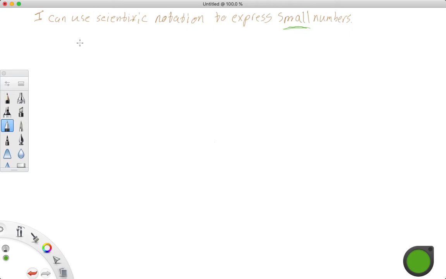Okay, so the example that they give in the book is a typical human hair. You can go home, or actually you are at home most likely, so go ahead and pull out one of your hairs and look at it really closely. It has a diameter of 0.00025 meters.